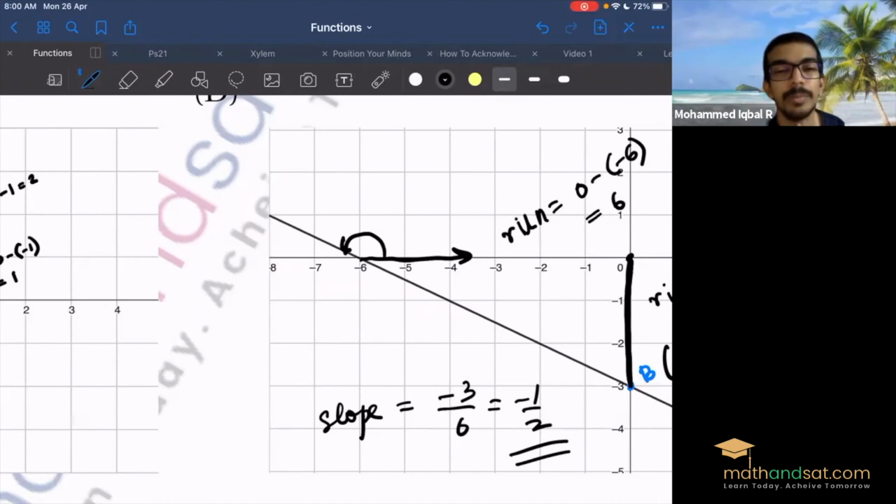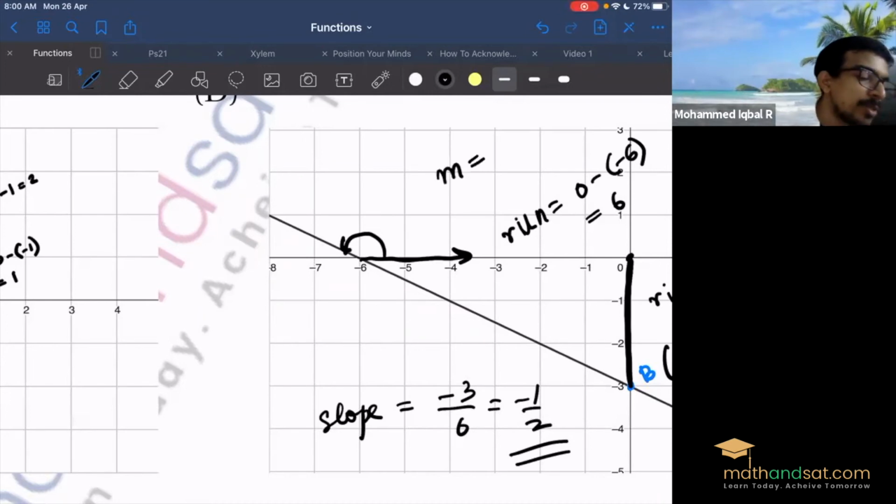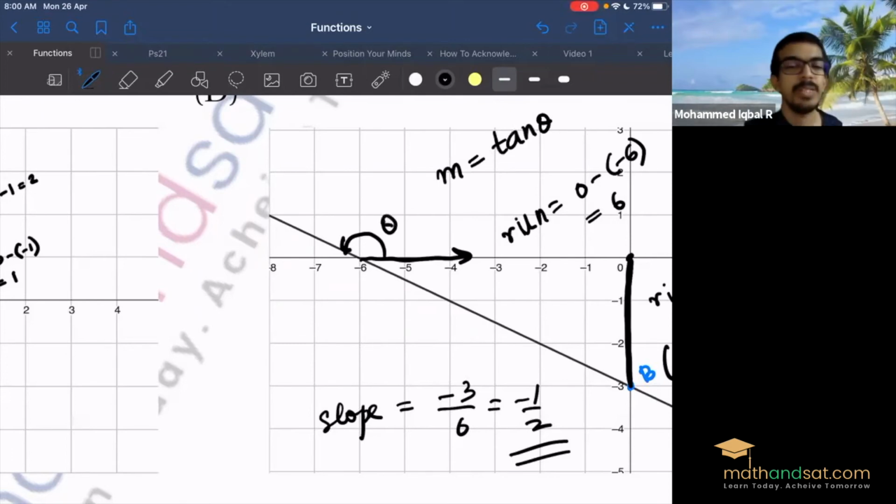Yeah, okay. So actually slope has one more definition. It is the tangent of this angle theta. If theta is an acute angle, tangent of theta will give you a positive number. When theta is obtuse, tan theta will give a negative number. Okay, that is the idea.